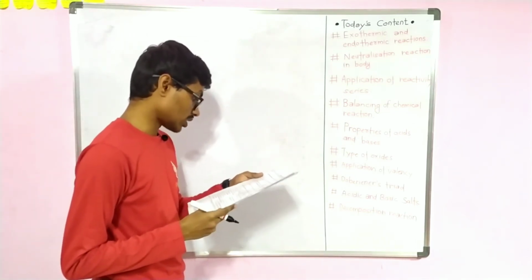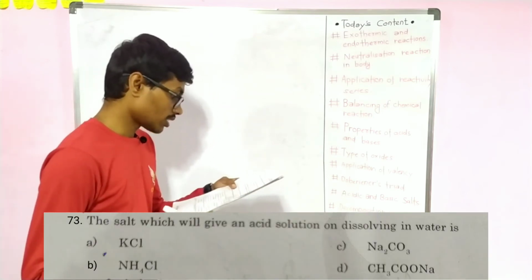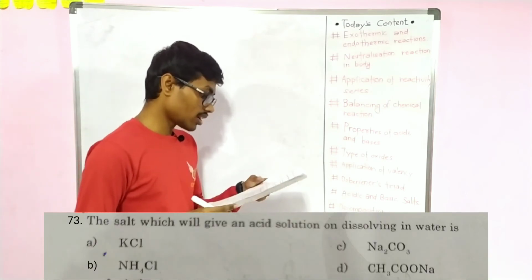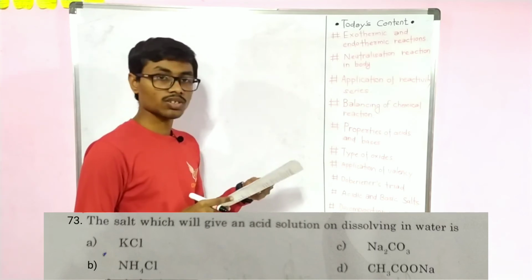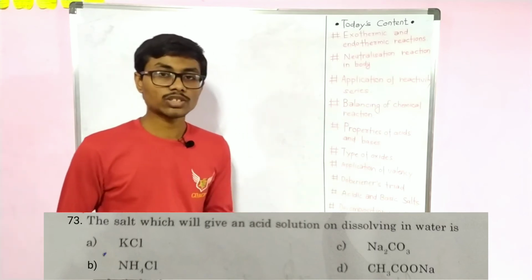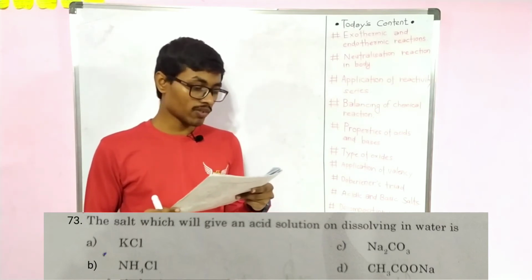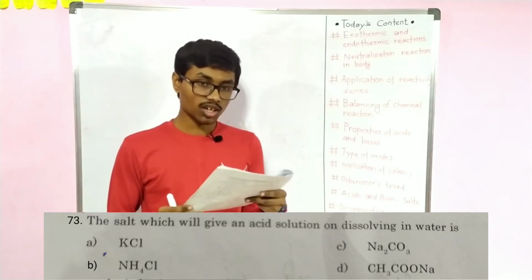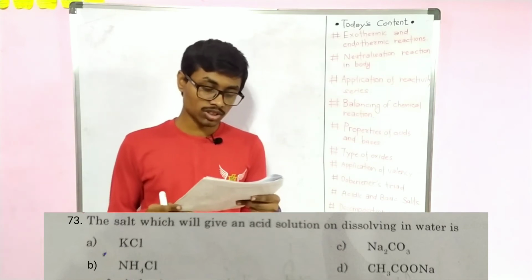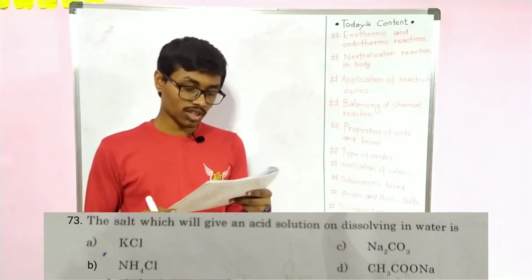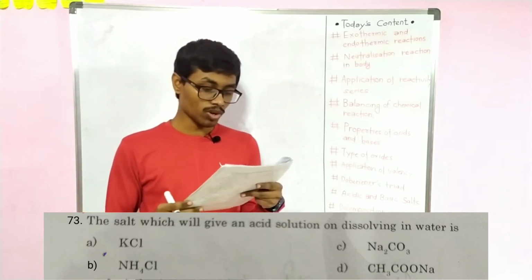Now in next question, they have given the salt which will give an acid solution on dissolving in water. First option they have given KCl, second option NH4Cl, third option Na2CO3, and fourth option CH3COONa.